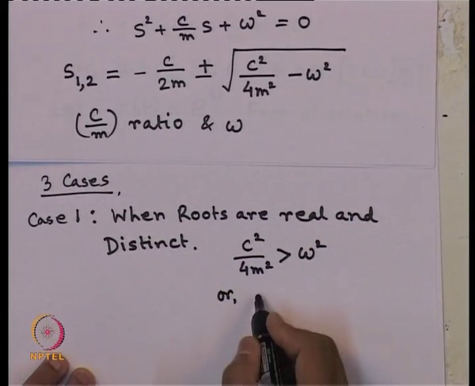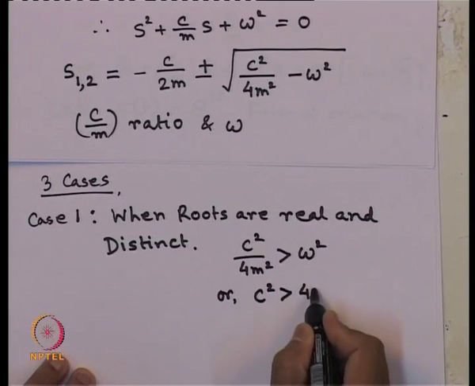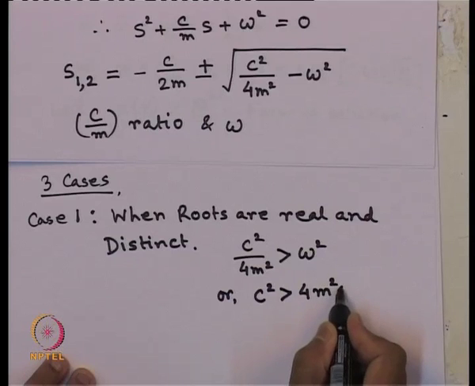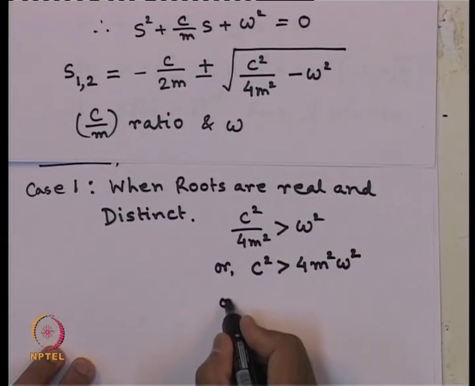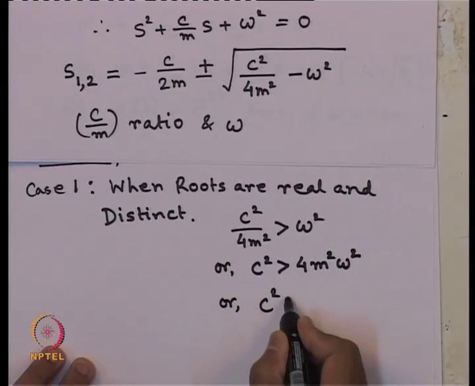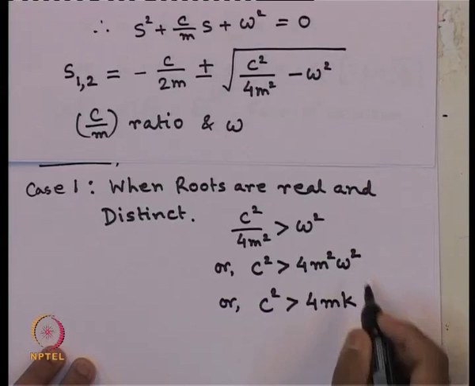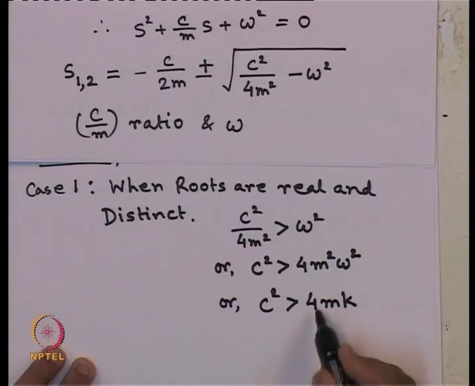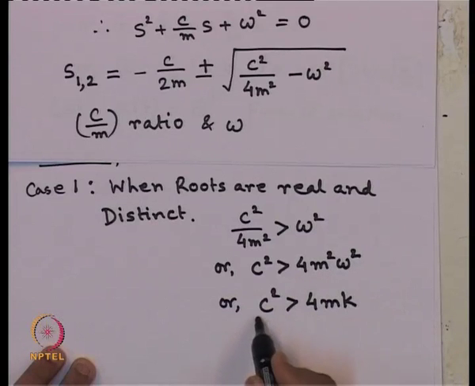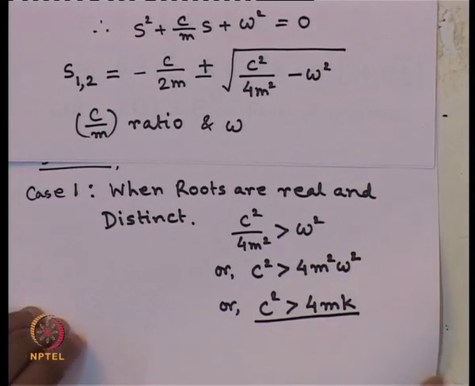or in other words, we can write c square should be greater than 4 m square omega square, or c square should be greater than 4 m k, because omega square is k by m. So, if we put k by m, m gets cancelled. It should be the condition for roots to be real and distinct.